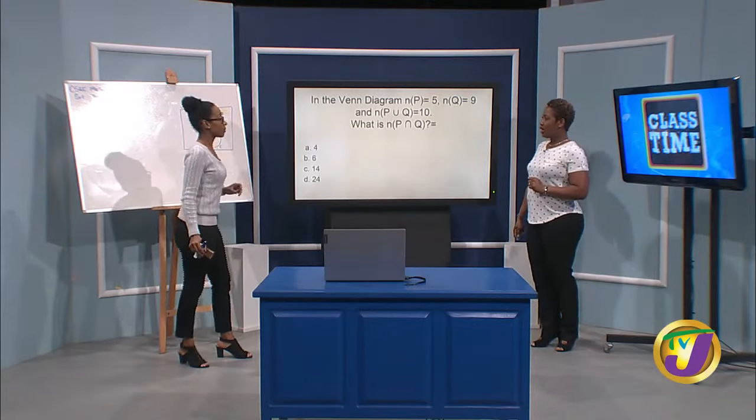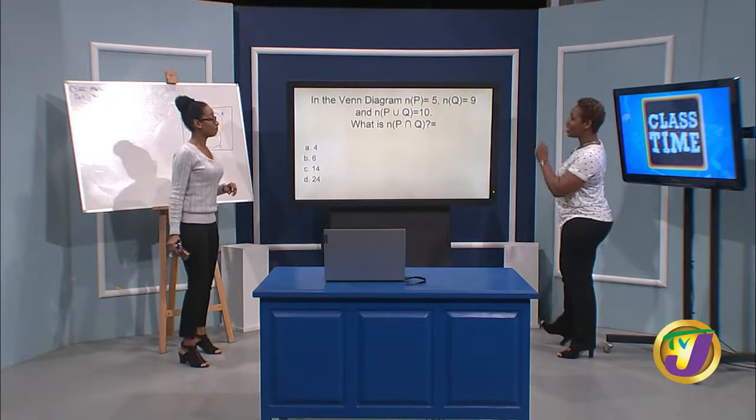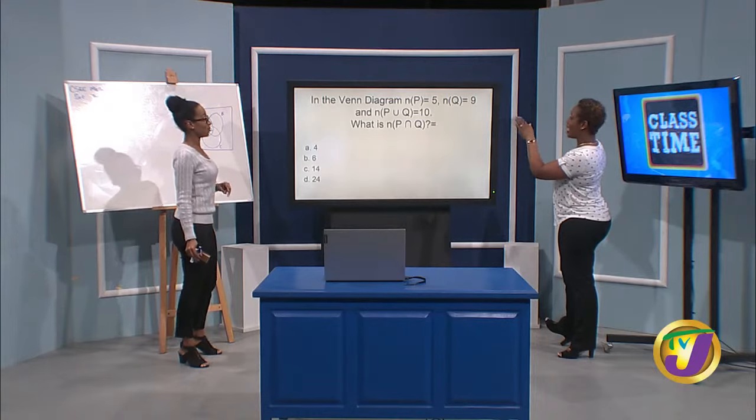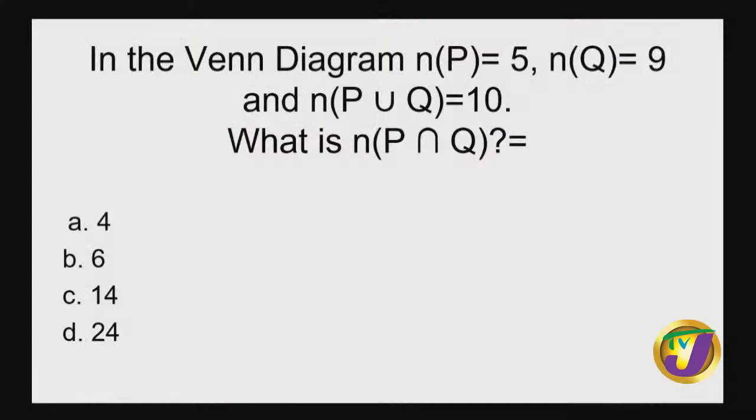All right. The Venn diagram. In the Venn diagram, the number of elements in P is 5. The number of elements in Q is 9. The number of elements in P union Q is 10. That don't add up, Camille. How you get that? 9 and 5 is 14. And that's 10.